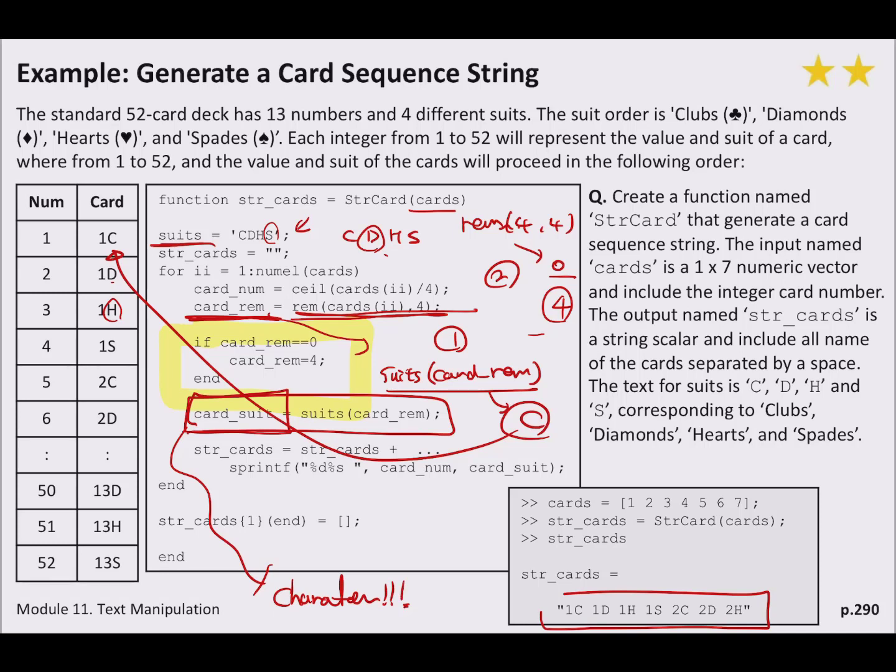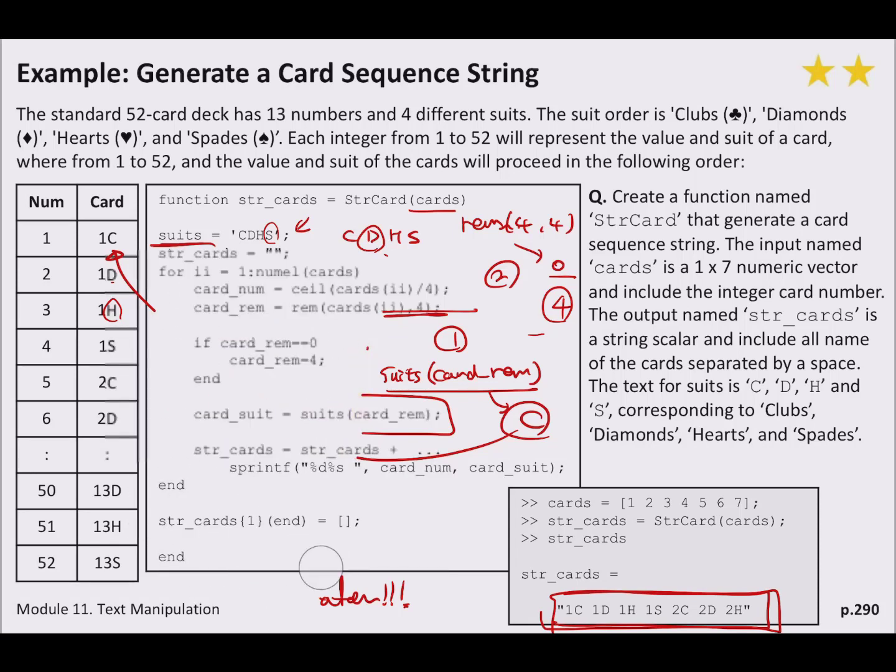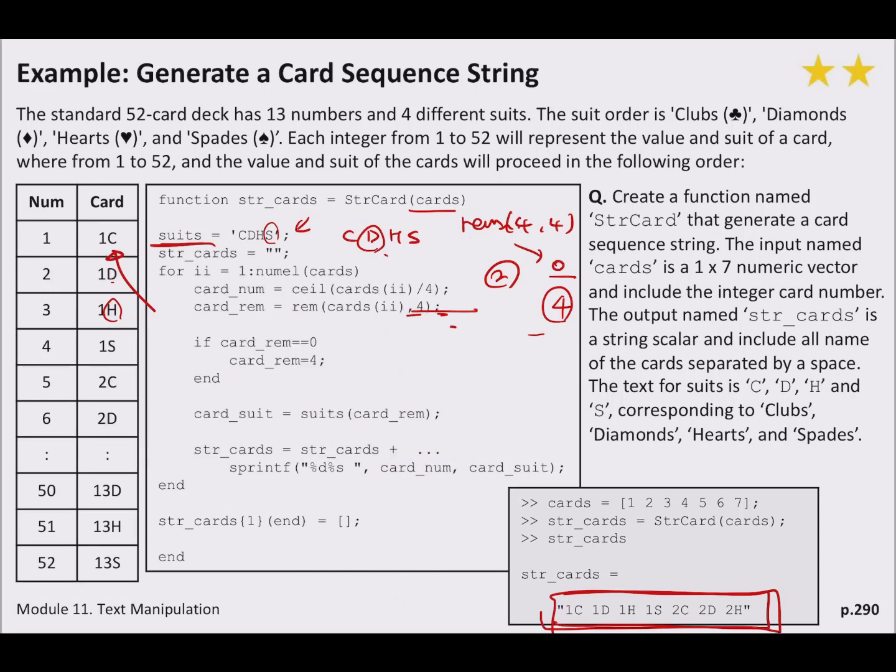Okay. Then how do we generate this text? Once you get the suit character, and the card number is the numeric value, we are going to use sprintf. This is very important, very important for your quiz.